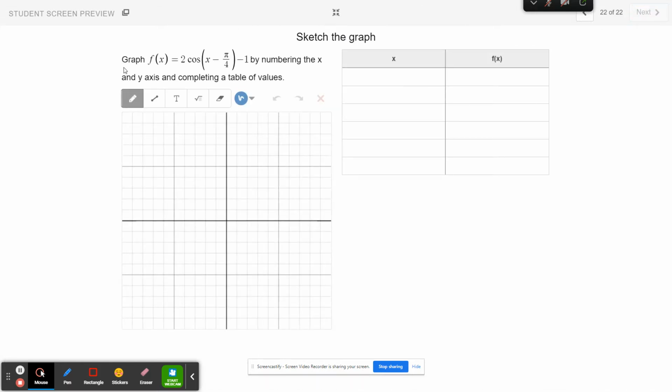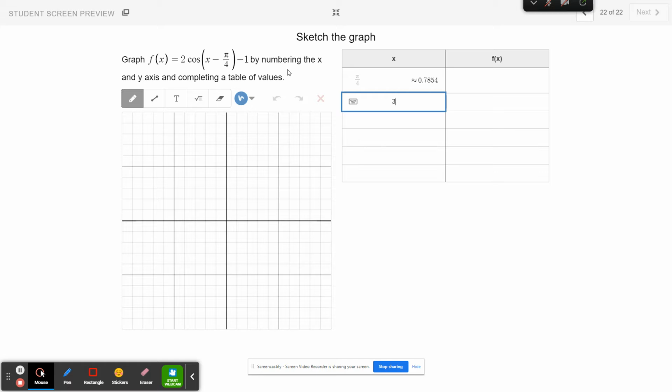All right, last slide. I want to graph this one right here. Now, this is a challenge one. The graph is not numbered. Normally we want to count by pi halves, but this is being shifted to the right pi fourths. So when I go to make my table of values, I'm going to start at pi fourths. Period's still 2 pi, so I'm just going to add a half a pi every time.